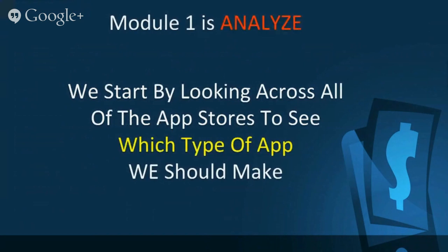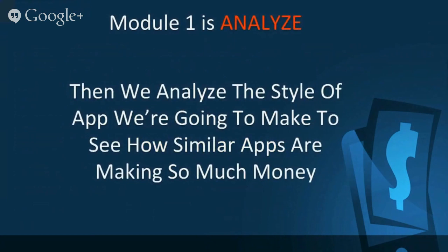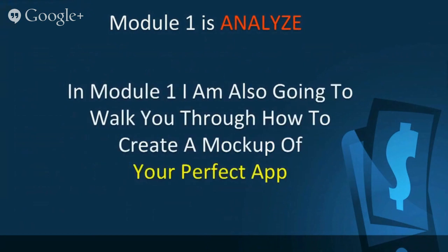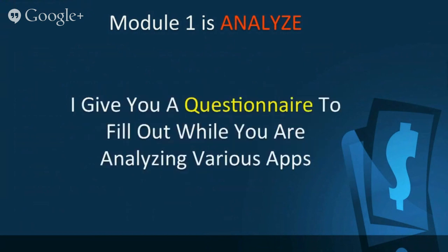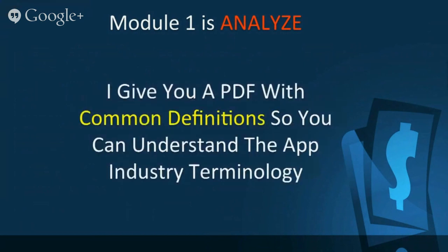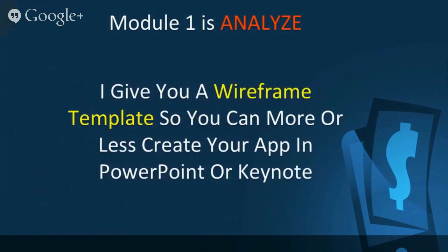We start by looking across all of the app stores to see which type of app we should make. Then we analyze the style of apps we're going to make to see how similar apps are making so much money. In module 1, I'm also going to walk you through how to create a mock-up of your perfect app. By the end of this week, you'll have everything you need to start building your ideal app. I give you a questionnaire to fill out while you're analyzing various apps. I give you a PDF with common definitions so you can understand the app industry terminology. I give you a wireframe template so you can more or less create an app using PowerPoint or Keynote.